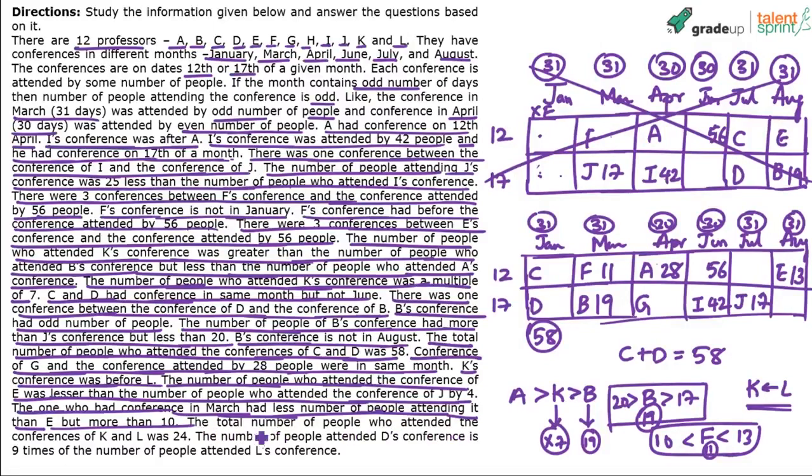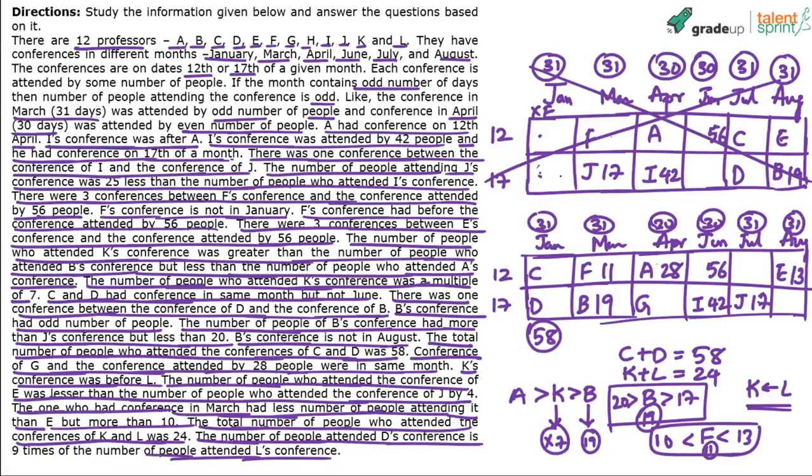Next, the total number of people who attended the conference of K and L was 24. So K plus L is equal to 24. Remember, K plus L is equal to 24, right? The number of people attending D's conferences is 9 times the number of people attending L's conference. D is 9 times L, right? D is equal to 9 times L.